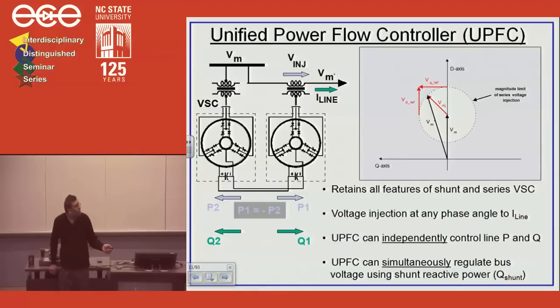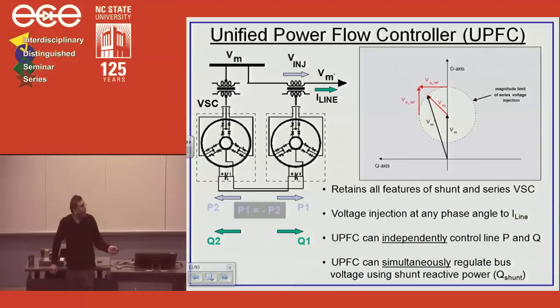And what this power flow would do is remove the constraint that this voltage vector or phasor can be injected at any angle with respect to the line current. And the resulting power flow will be matched by the power through this converter and through the DC side. Very simple principle again. Okay.